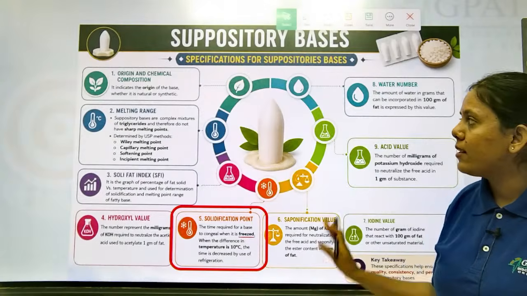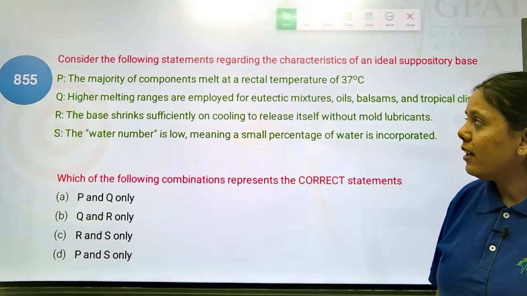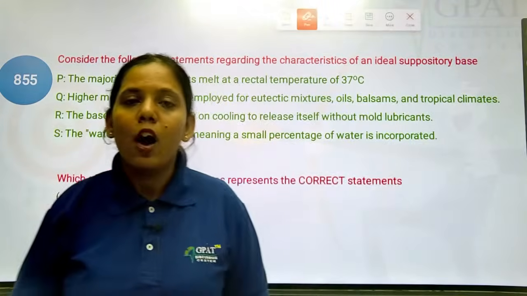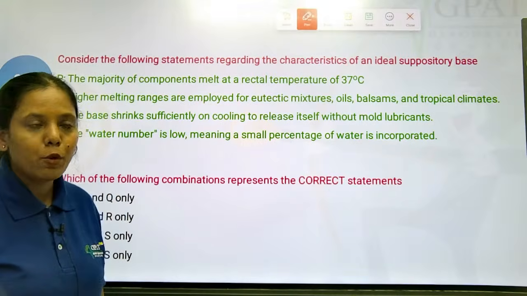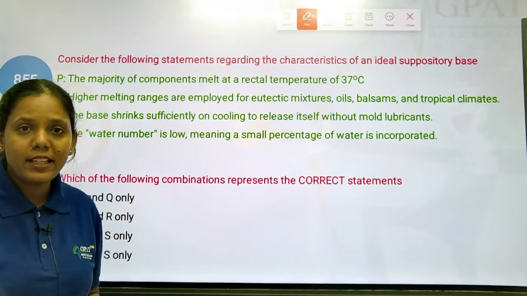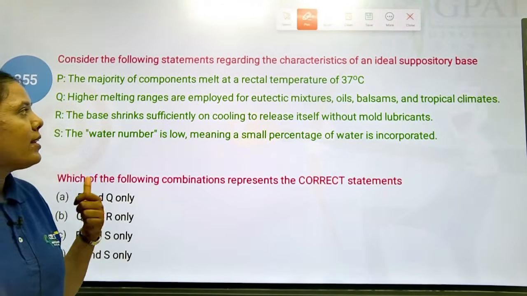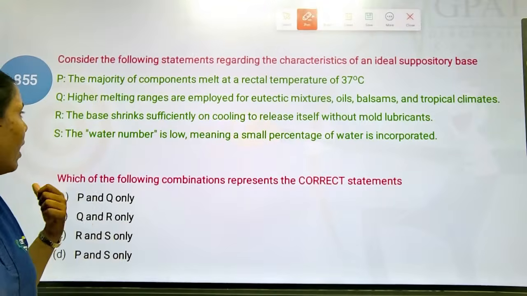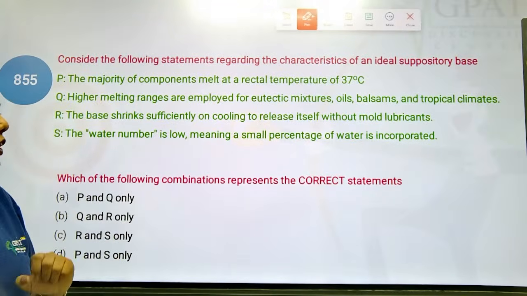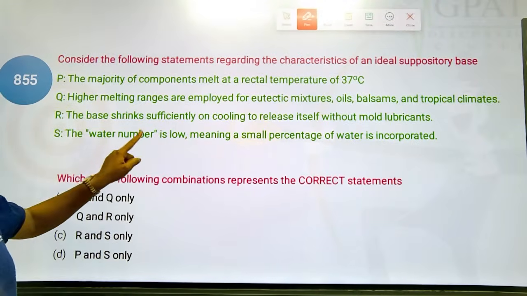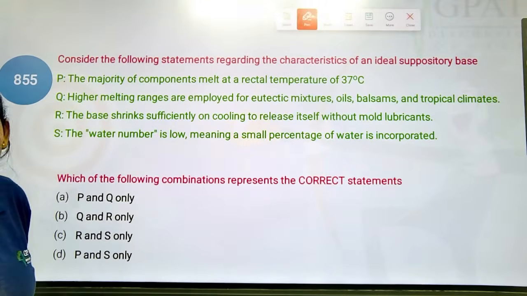Next question is: consider the following statements regarding the characteristics of an ideal suppository. What should be the characteristics of an ideal suppository? P: The majority of components melt at rectal temperature of 37 degrees Celsius. Q: Higher melting ranges are employed for eutectic mixtures, oil, balsam, and tropical climate. R: The base shrinks sufficiently on cooling to release itself without mold lubrication. S: The water number is low, meaning a small percentage of water is incorporated. What should be the correct answer?